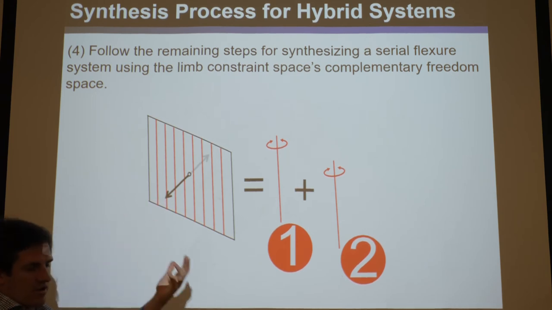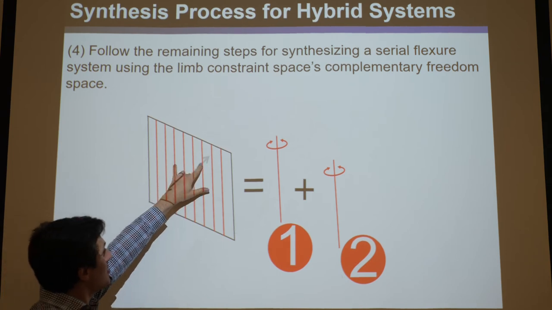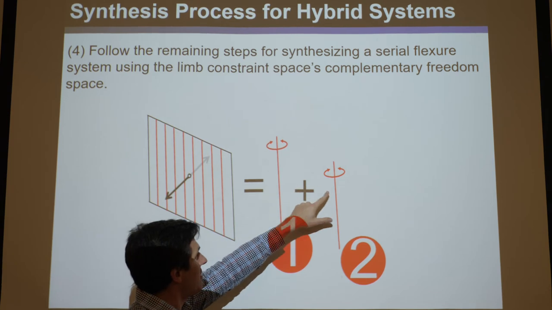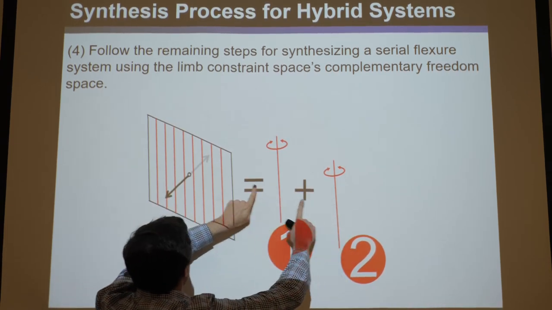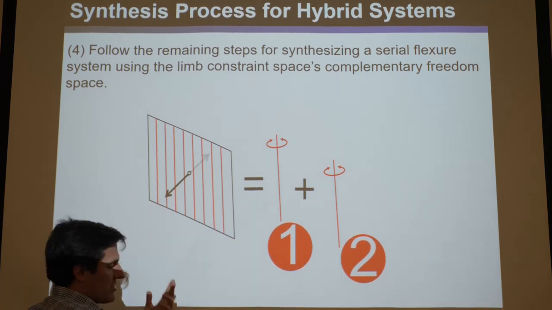So now we just do the whole process that you guys are familiar with, and say we're going to pick two intermediate freedom spaces, one here, one here. These should be drawn on top of each other. Say it's that one and that one. We're just going to pick those two.